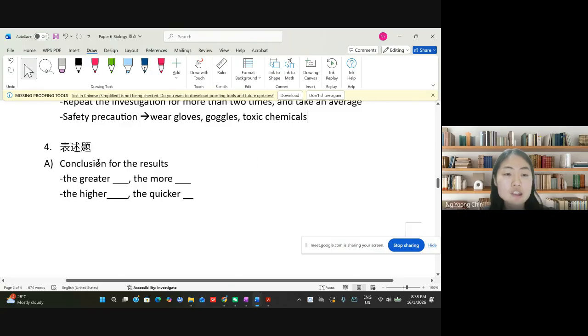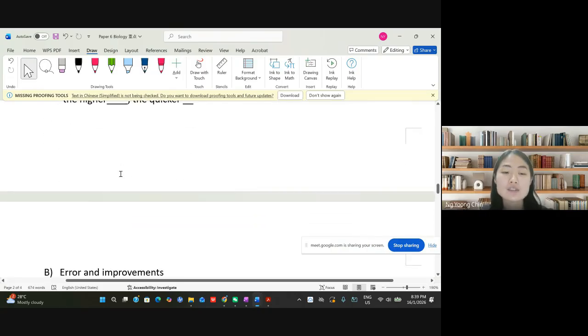Conclusion. Whenever they ask you to write a conclusion, it's something like this. For example, like 'the higher, the quicker'. You can use this kind of sentence structure. Just make it simple.